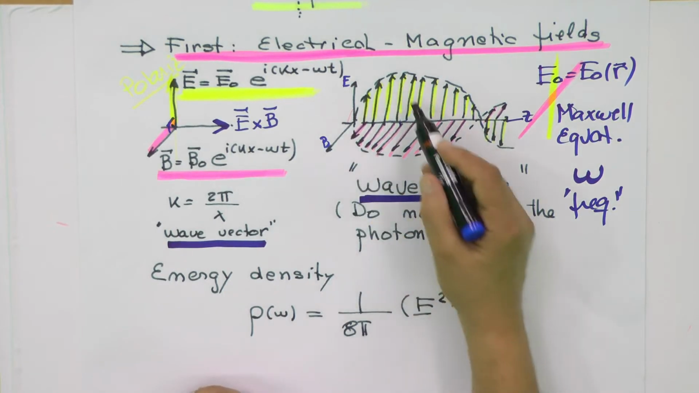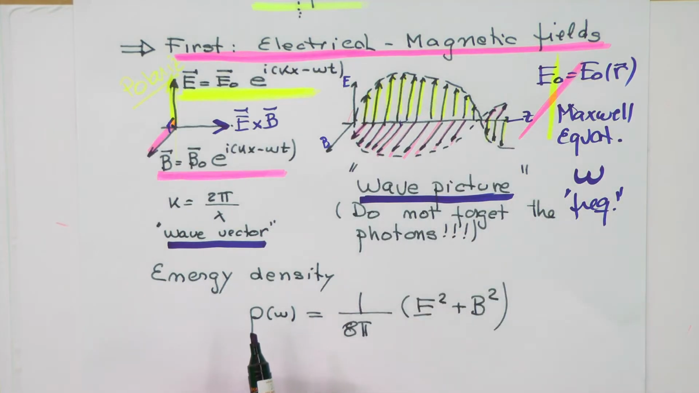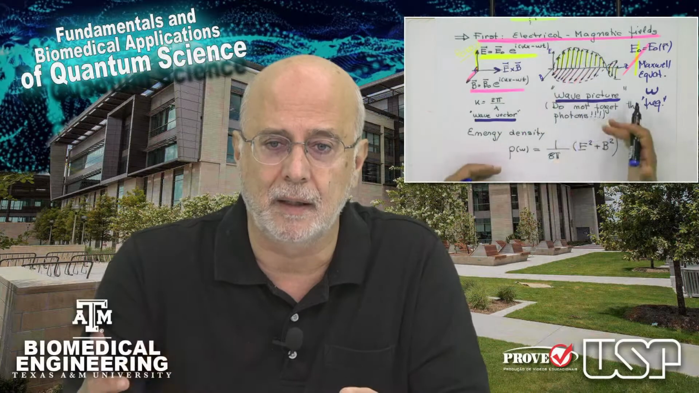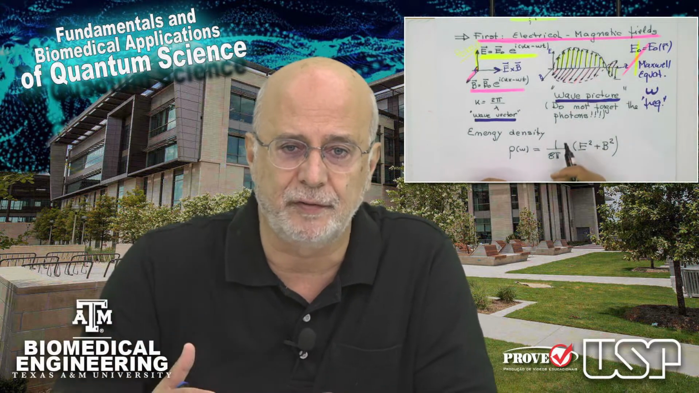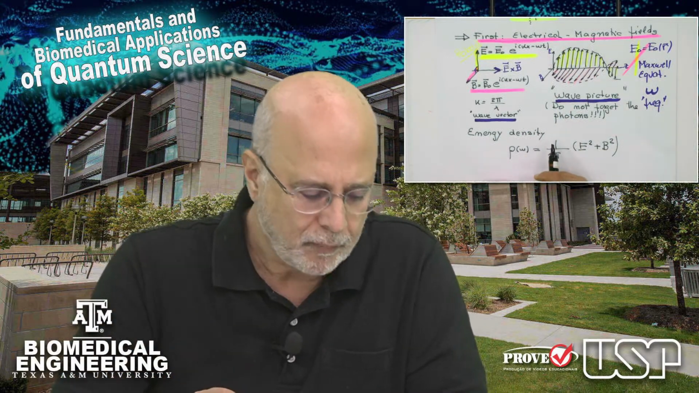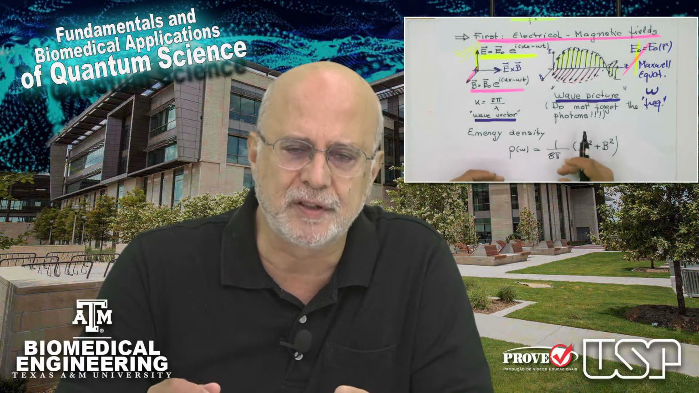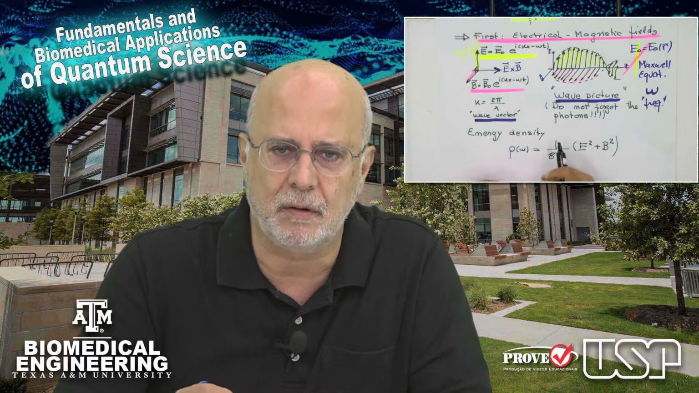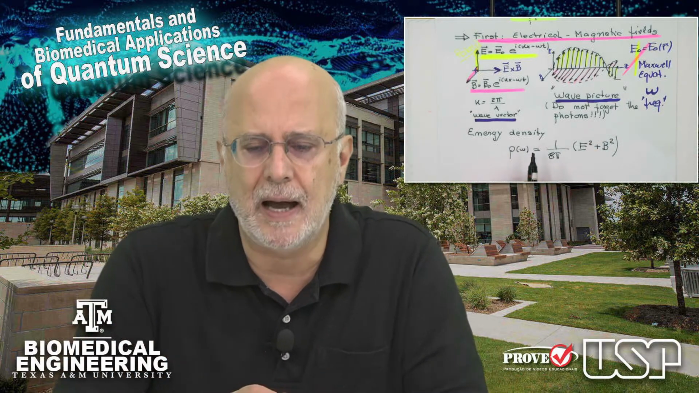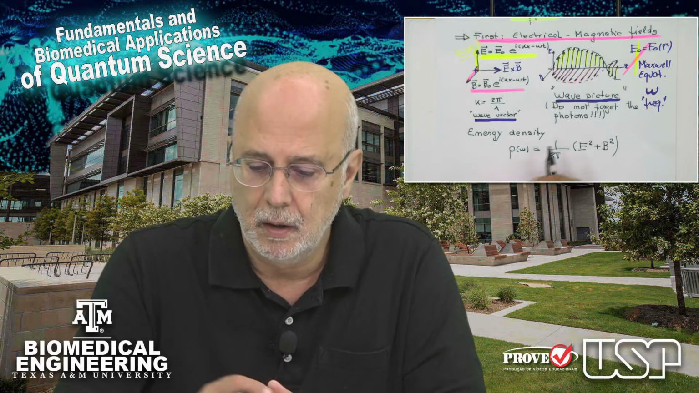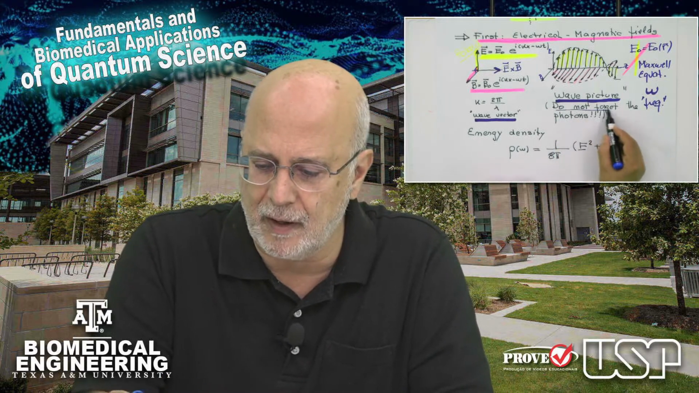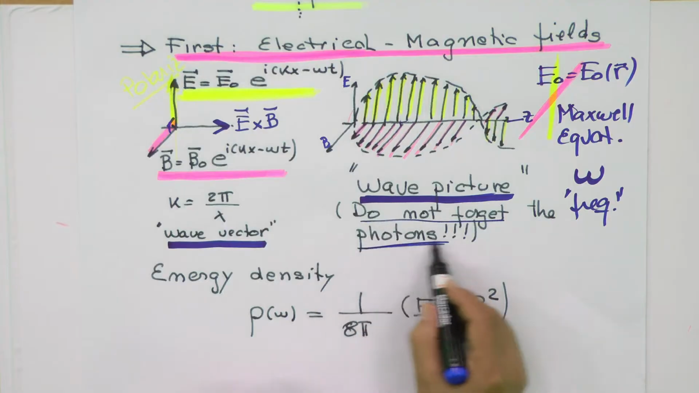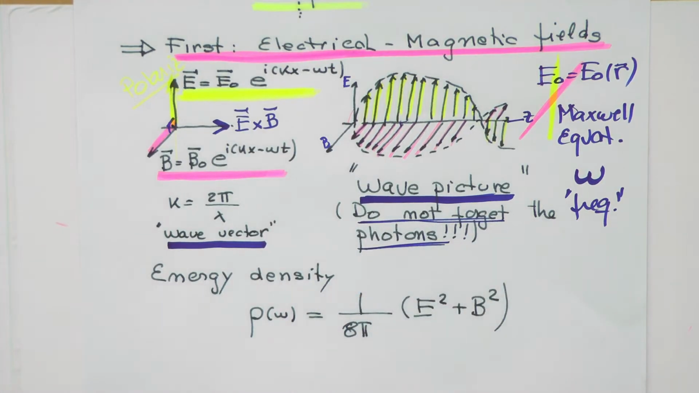But the atomic system will be fully quantum. And because this is a classical picture of the radiation, what we're going to do in the coming moments of this lecture and the next lecture is related to what we call semi-classical light-atom interaction. But we're never going to forget the photons, because we're going to need them soon.